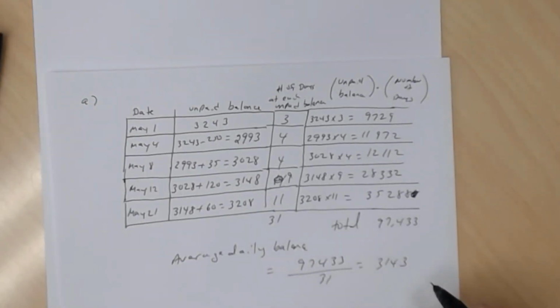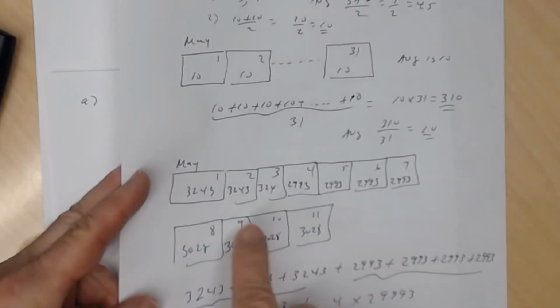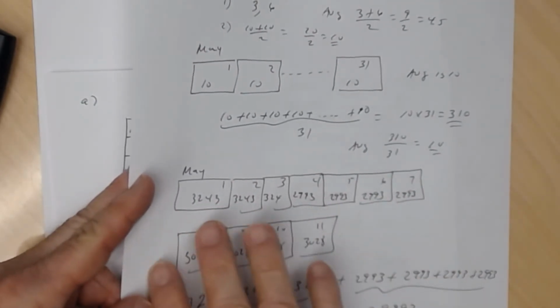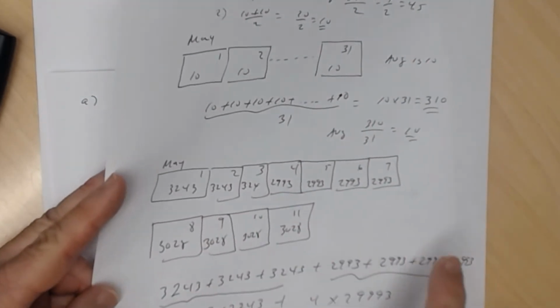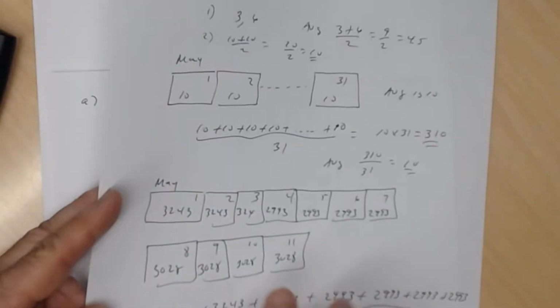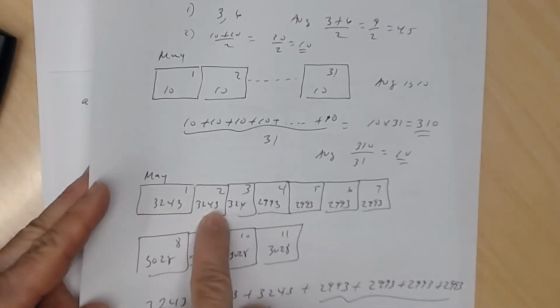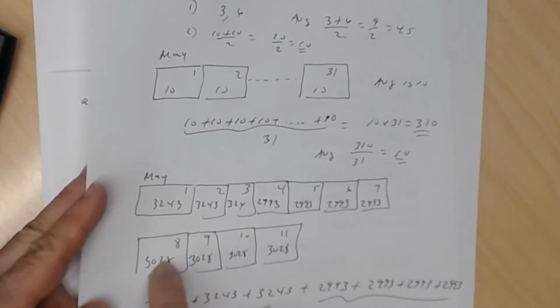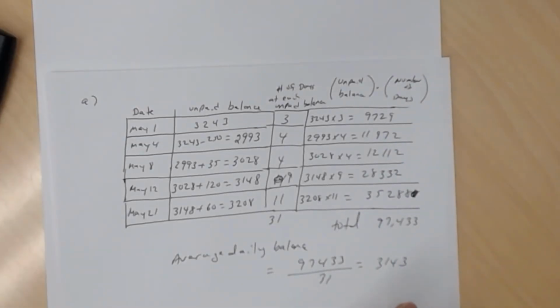Okay, so that was the average daily balance. Now let me explain what that means. That means that on average for those 31 days, see how this was the same amount? My average balance was 3,143. So 3,143, 3,143, 3,143 for all of those 31 days. That's what that means.